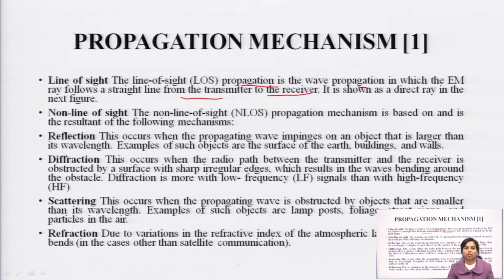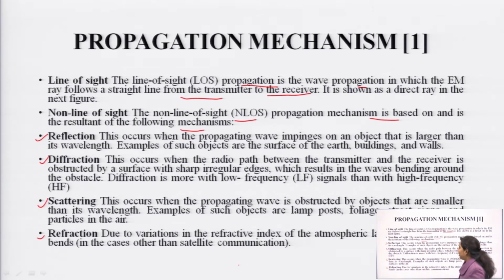The second one is non-line of sight, denoted by NLOS, which is based on a resultant mechanism. Now, what is non-line of sight? When there is some intermediate node or obstacle between the transmitter and receiver, there is no line of sight. So, how will the signal behave under this condition? There are 4 mechanisms: first reflection, second diffraction, then scattering and refraction.